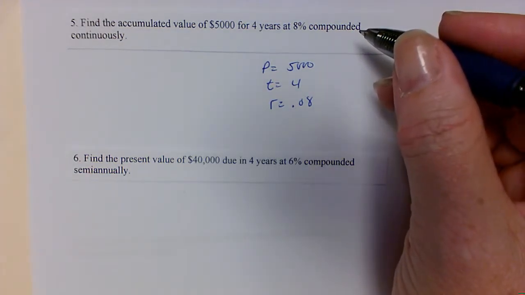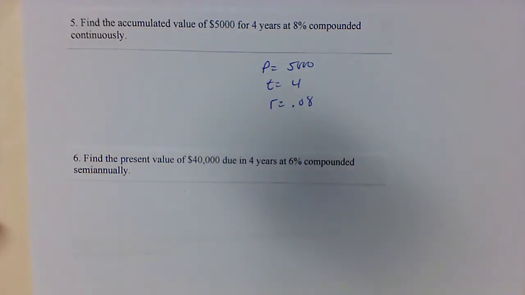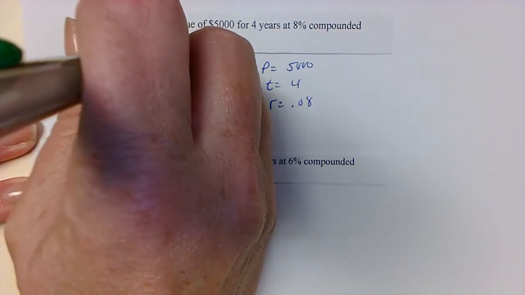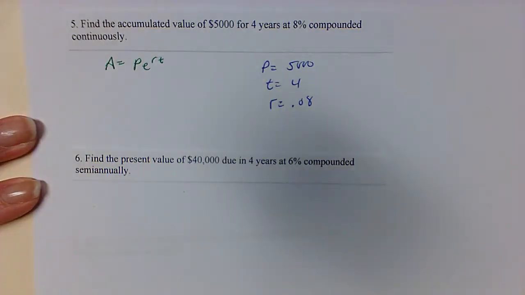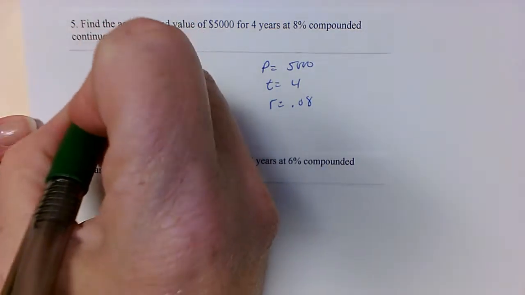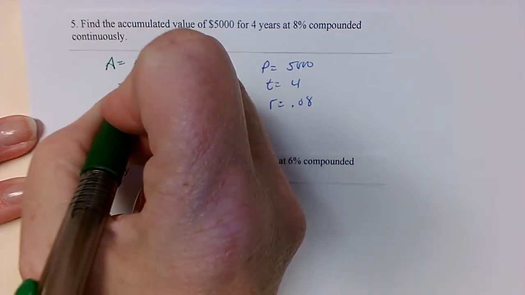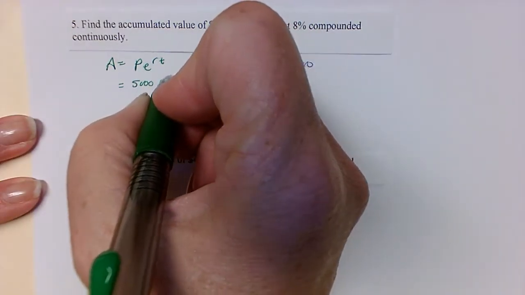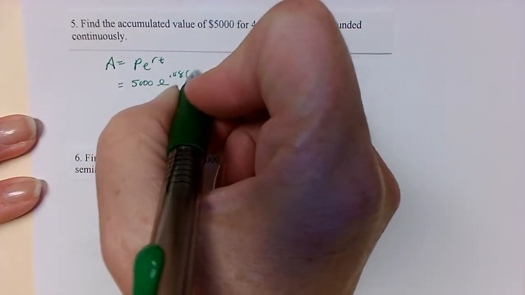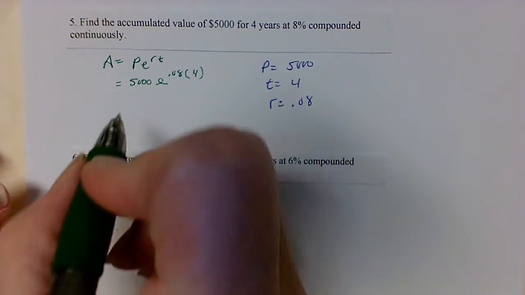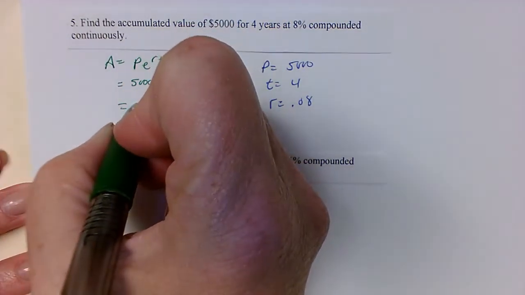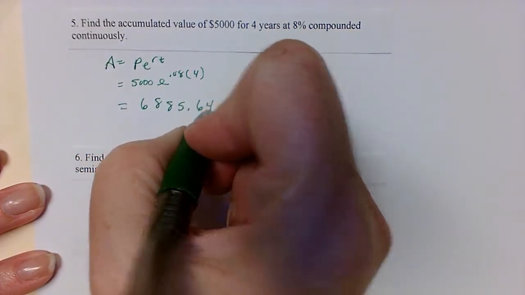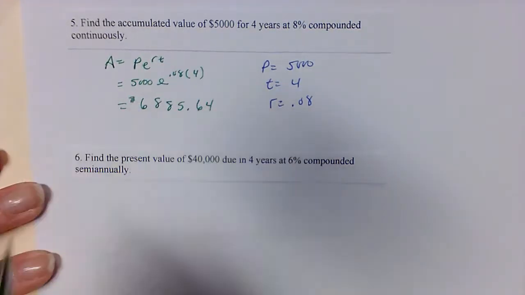With compounded continuously, that tells us we are going to use the PERT formula. So we are actually going to use A is equal to P E to the RT. And we're just going to plug in our values. So P is 5,000. So this will equal 5,000 times E to the R of 0.08 times T, which is 4. You can plug that all into your calculator, and you will get $6,885.64. So that would be your final answer.